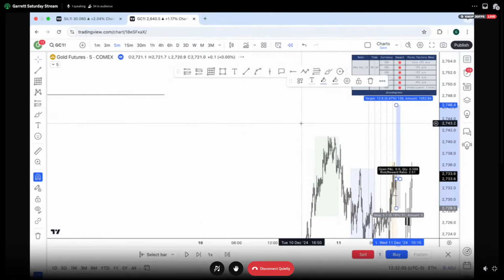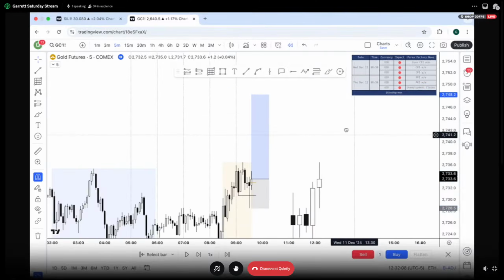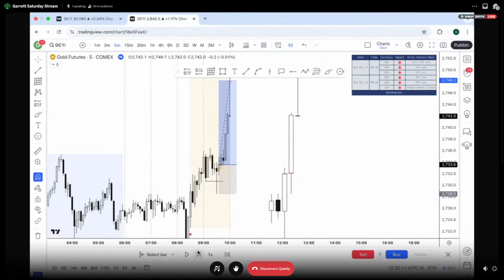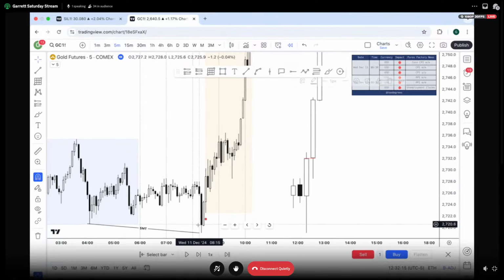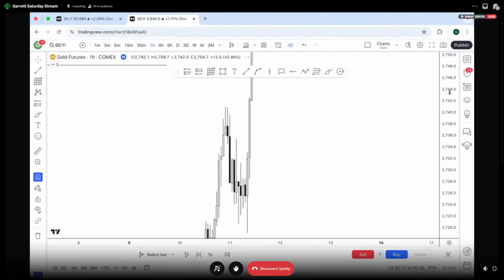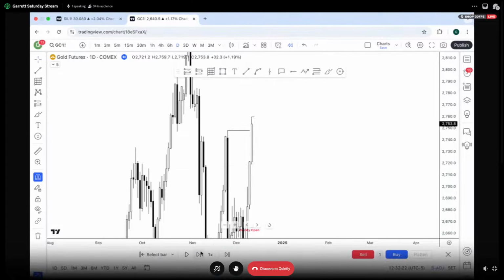My draw was this high over here. It's like 3R or so, and I just took the whole position off there. Very, very beautiful move there. So let's go to the next day here. Play it out. We also had news this day.